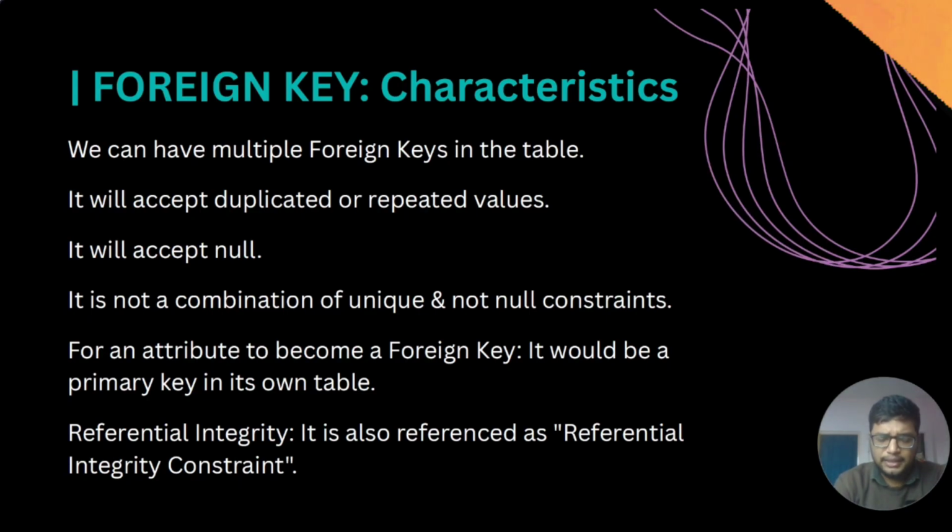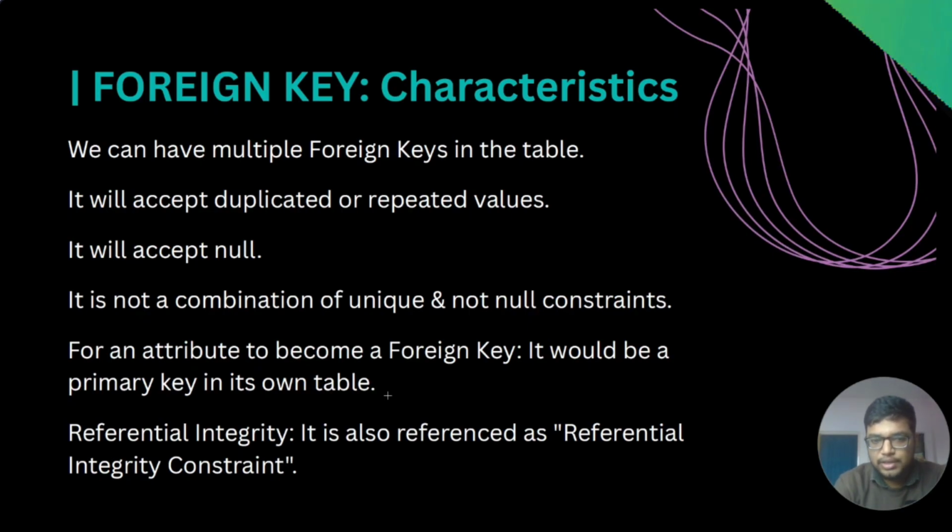See, in case of primary key, what does it mean? It allows only unique values. It doesn't allow null values. That means it is not null. It is a combination of unique and not null. But in case of a foreign key, it is not like that. It is not a combination of unique and not null. Yeah, I already told you this: for an attribute to become a foreign key, it must be a primary key in its own table. Own table means where the column is actually from.